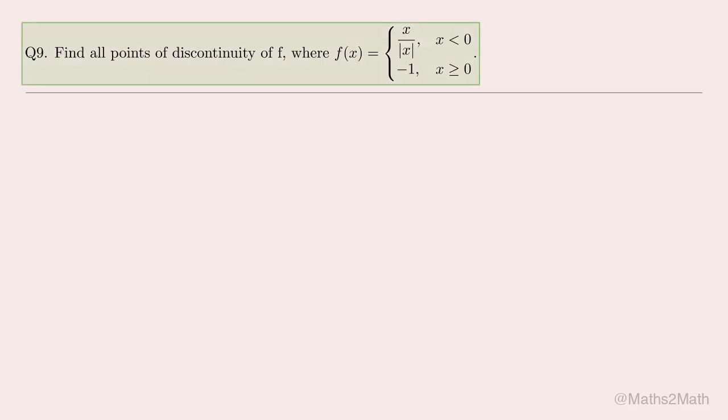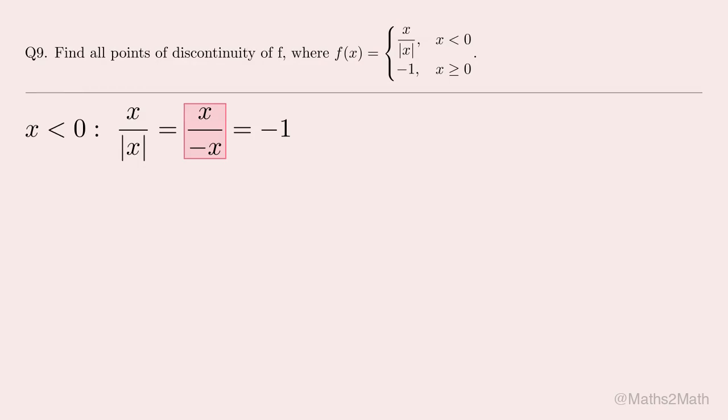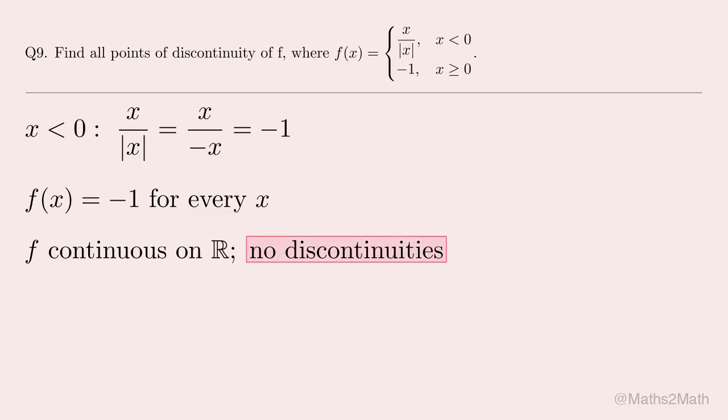Question 9. This one looks like question 8, but watch carefully what the first piece equals for negative x. For x below 0, modulus of x is -x, so the quotient is a constant. For negative x, the modulus is -x, so x over modulus x is x over -x, which is -1. So f is the constant -1 on the whole real line. A constant function is continuous everywhere. There are no points of discontinuity at all.